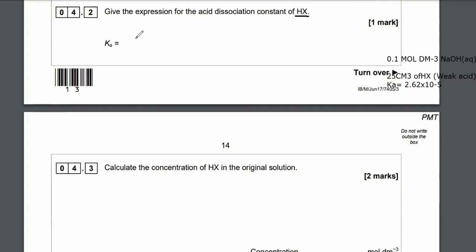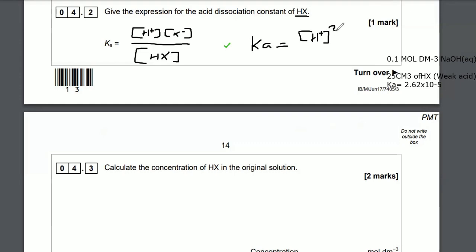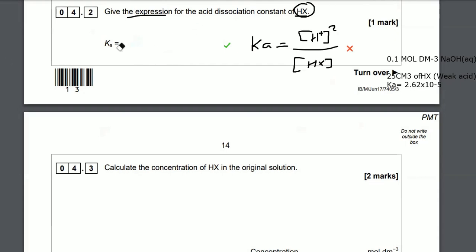Give the expression for the acid dissociation constant for HX. Ka is equal to [H+] times [X-] over [HX]. When an acid partially dissociates, it forms H plus and X minus. So you're doing products over reactants, like with Kc. Don't show the one where Ka is equal to [H+] squared. That is true, but they've asked for the expression in terms of HX. So don't show that one. Do the first one.